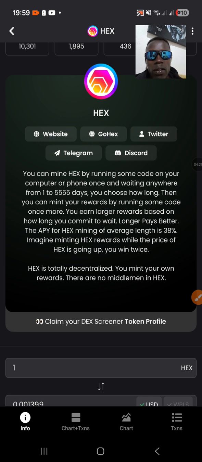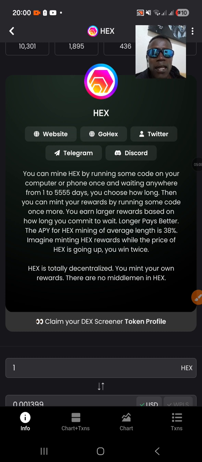Then you can mint your own rewards by running some code once more. This is something that you can do several times. You can have many stakes, and you are able to mint a lot of new Hex. And those Hex stakers get rewarded each and every day. There's one live stream I've done with Sakush explaining about being a staker, and what we usually call T-shares or shares under the Hex protocol. Remember, it is the mining protocol.